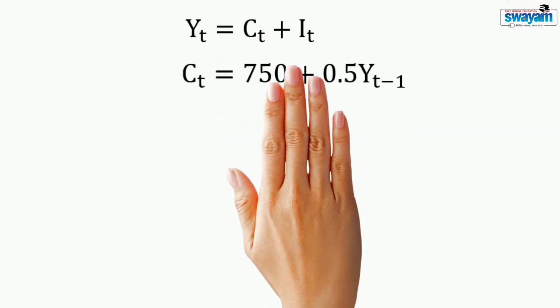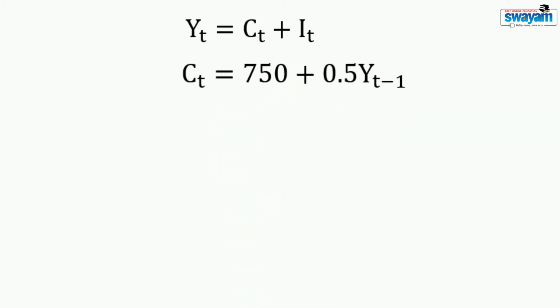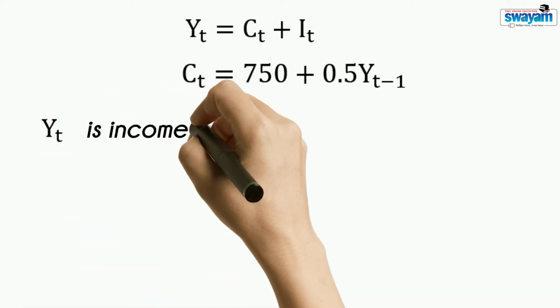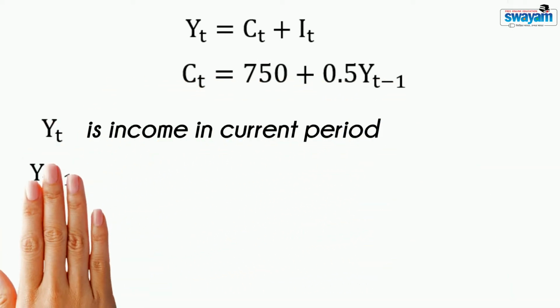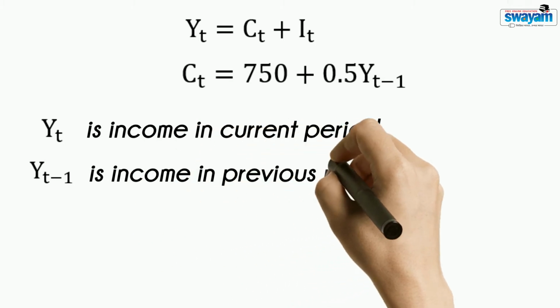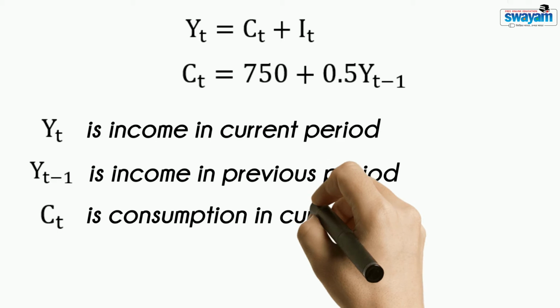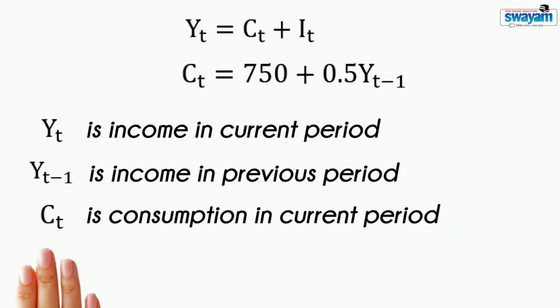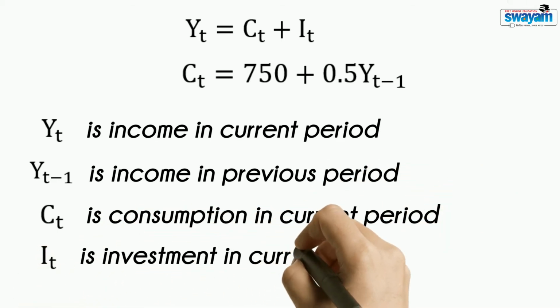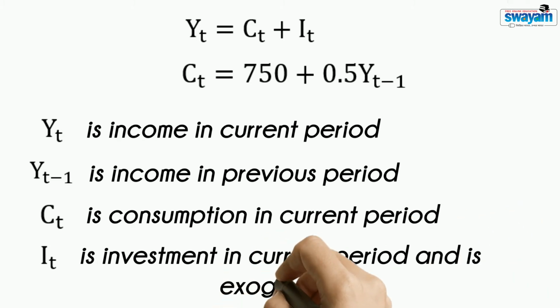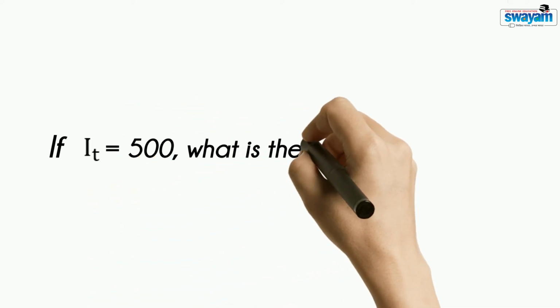Consider this national income model in a dynamic setting. YT is income in current period, YT minus 1 is income in previous period, CT is consumption expenditure in current period, IT is investment in current period and is exogenous. If IT is equal to 500, can you find the equilibrium income?